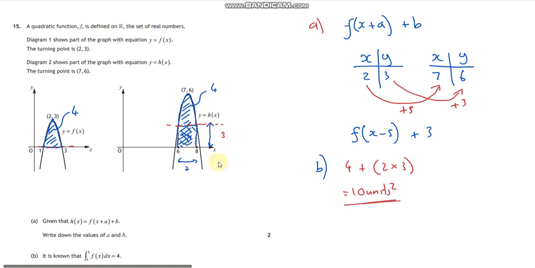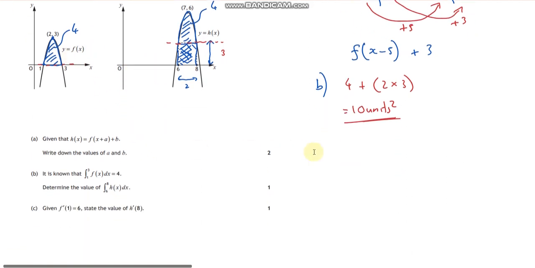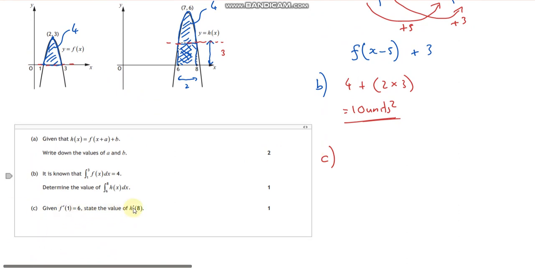So a wee bit of thinking involved there. They tried to help you out with this little line. So yeah, little bit of thinking, not the easiest question, I've said. And very last one, sorry about all the weird colours. Given that f dash 1 is 6, state h dash 8. Okay, so what does that mean?